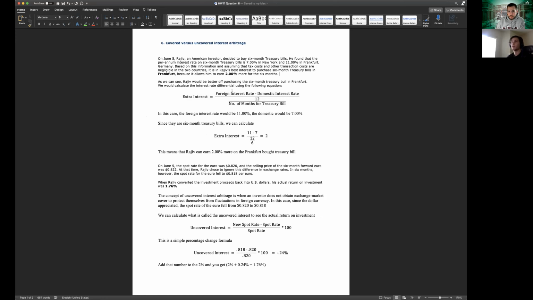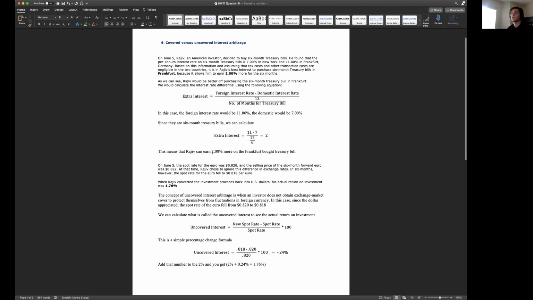And so then when we plug the foreign interest rate in, which was 11% in Frankfurt, and the domestic interest rate, which was 7% in New York, since he's an American investor, he sees that he's going to get a 2% higher interest rate if he bought the Frankfurt treasury bill. So in that case, he's going to want to go with the treasury bill from Frankfurt because he's going to earn 2% more for the 6 months.